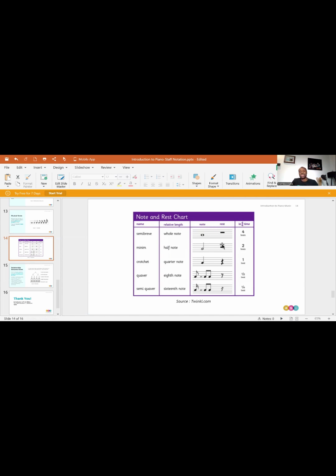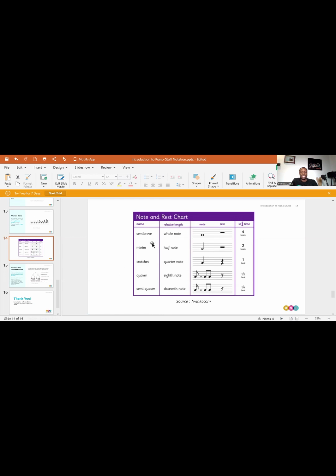Rest simply refers to a period of silence in music. So the semibreve has its rest sign here, a square-like structure suspended below the line. We have the minim, a square-like structure mounted on the line. We have crotchet, a zigzag sign. Quaver, just a line having a short line drawn towards the left. Semiquaver just has a line and 2 short lines drawn towards the left as well.